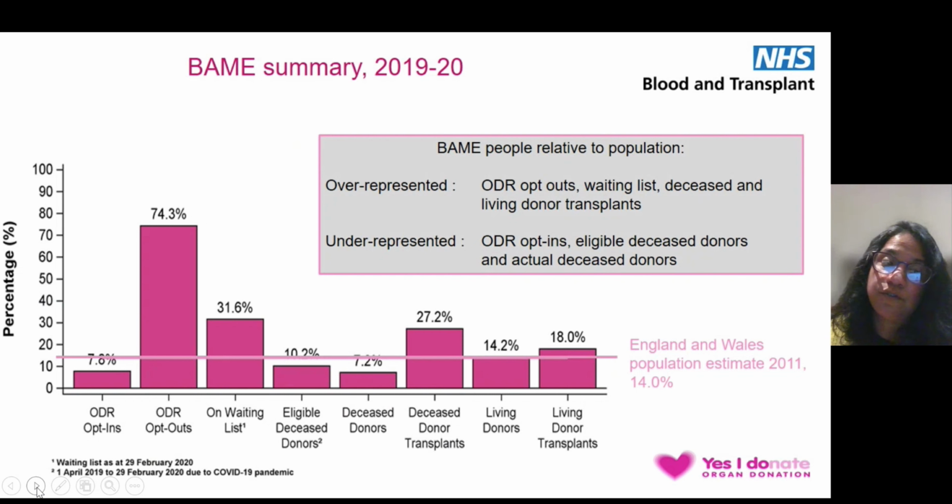We've taken the percentage of the population that is Black and ethnic minority in England and Wales as 14%, from a population estimate of 2011. We think that this number has risen in the last 10 years.